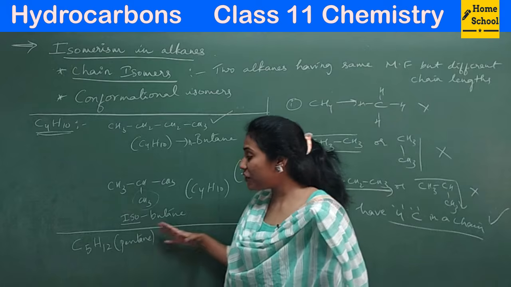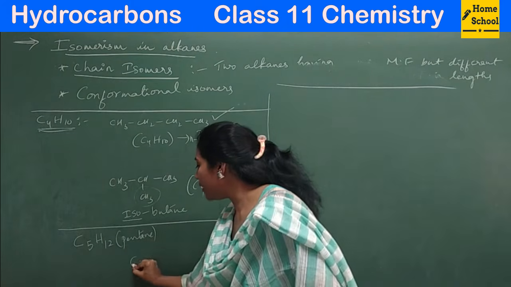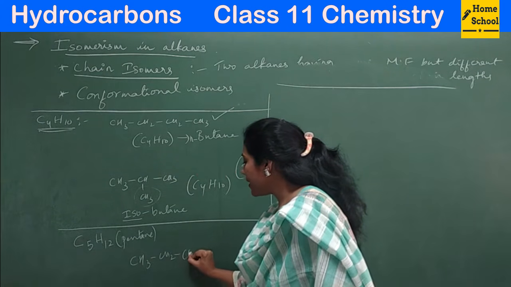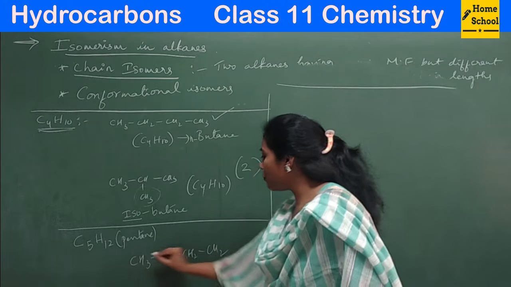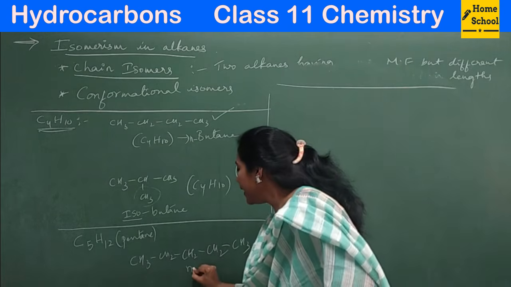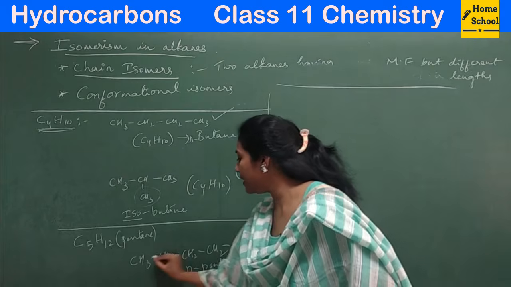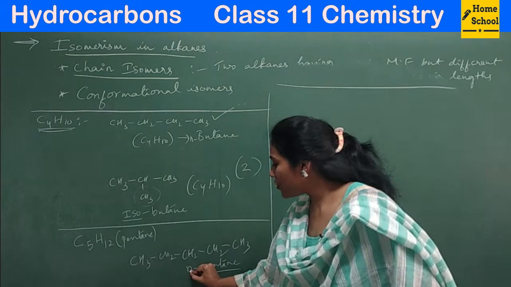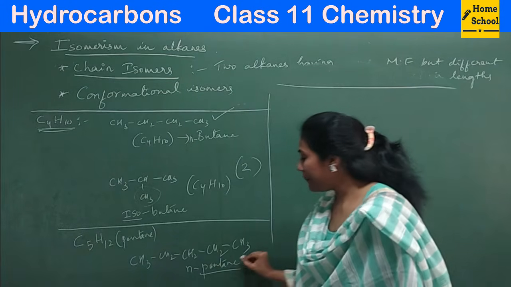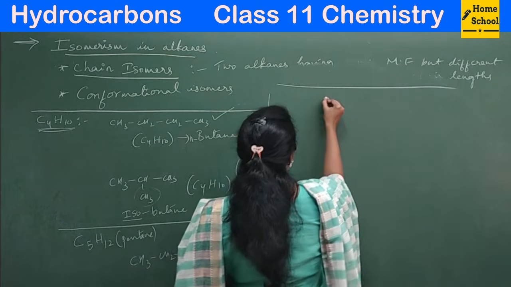Likewise, try writing chain isomers of C5H12. See guys, for C5H12, one way of writing is that linear one, CH3, CH2, CH2, CH2, 1, 2, 3, 4, fifth carbon, that is CH3. So this is called n-pentane, right? Whenever carbon atoms are arranged in a single linear fashion, then we use this letter n. n means normal, okay? It's a normal chain. So n-pentane it is. The other way of writing is I can introduce a branch here.